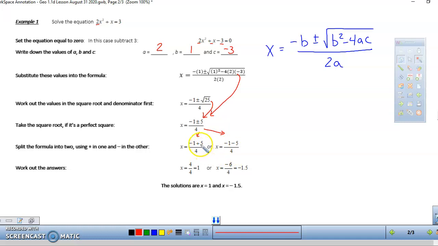simplify. So -1 plus 5 is 4, divided by 4 is equal to 1. So there's one of my answers. And then here -1 minus 5 is -6, over 4 gets you the -1.5. And again, if you need help with that, you can go back and use that Desmos calculator. So those are our 2 answers.